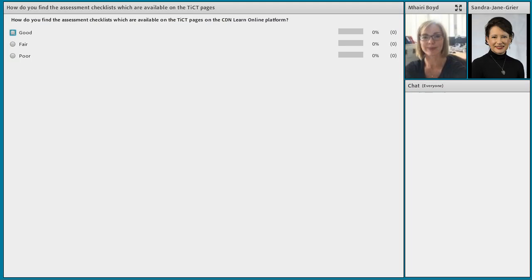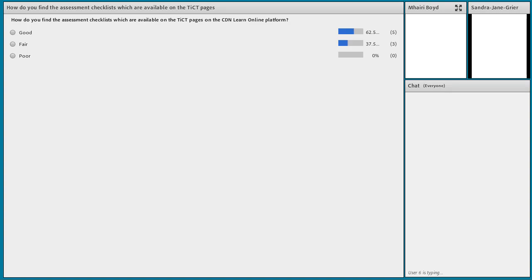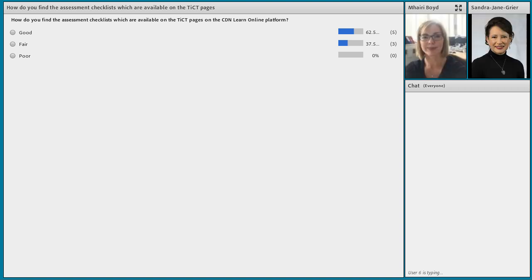I've talked about the assessment checklists or the record of evidence that's available for assessors to use in the programme. So I just wondered, how do you find these checklists? Do they work for you, or do you think they could be better? Okay, so the majority of people finding that they're good, but some feeling that there maybe could be some improvement.